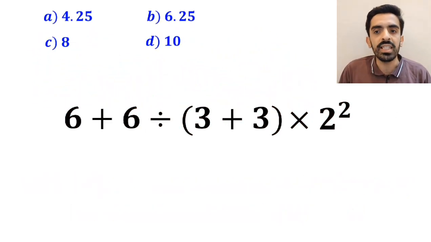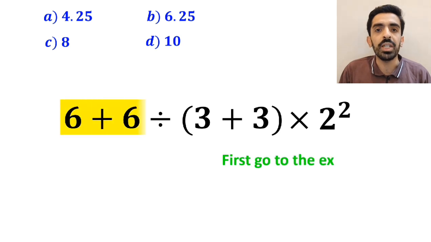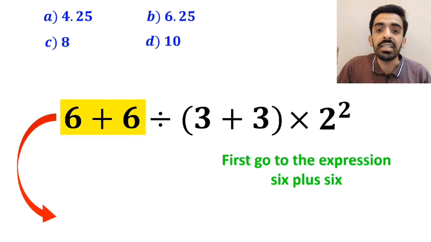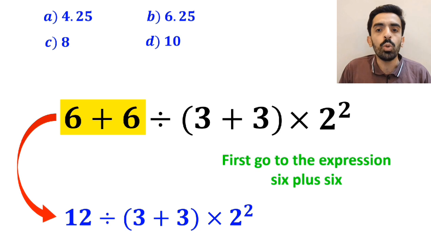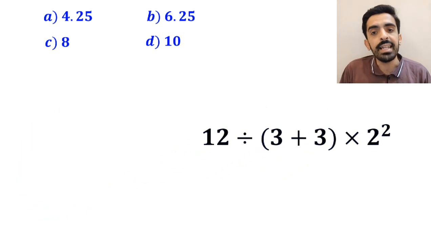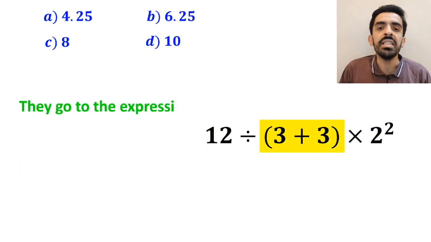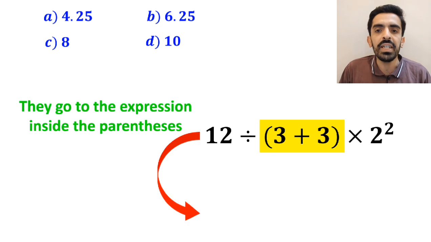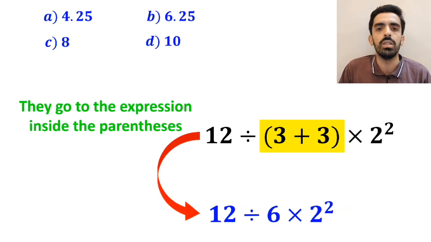Many people, to solve this question, first go to the expression 6 + 6, and instead of this expression, they write 12 ÷ (3 + 3) × 2². And in the next step, they go to the expression inside the parentheses and simplify it to 12 ÷ 6 × 2².